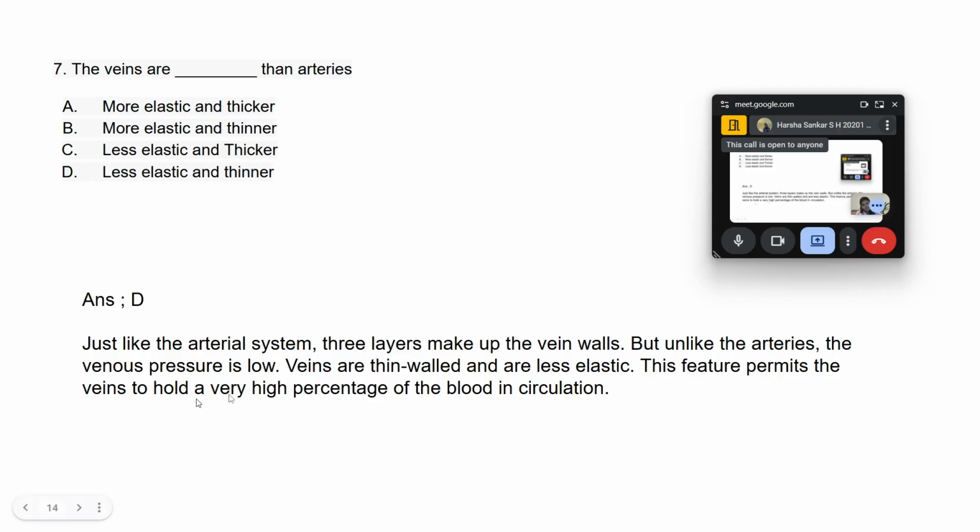So venous pressure will be low, and therefore veins are thin-walled and less elastic. This feature permits the veins to hold a very high percentage of the blood in circulation. Since they are thin-walled, they have lots of space to hold a maximum amount of blood. In the other case, arteries have to be thicker, because they have to accommodate maximum pressure, since they take blood directly from the heart, where maximum pressure is developing. In order to circulate it into all parts of the body, arteries have to withstand higher pressure. That's why they are thicker and highly elastic. But veins don't have to be as thick as arteries, so they are less elastic and thinner.